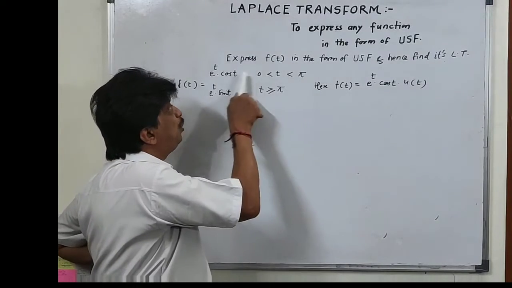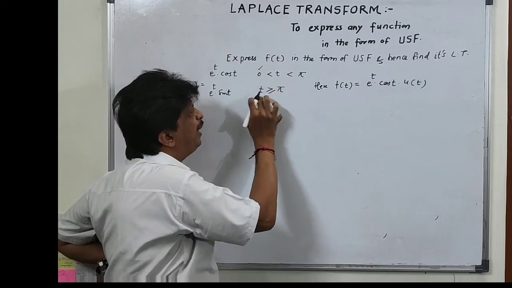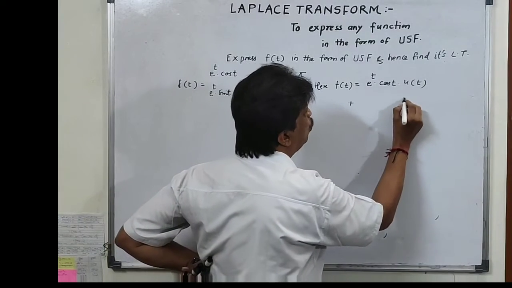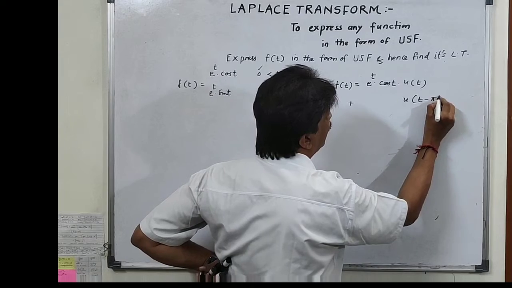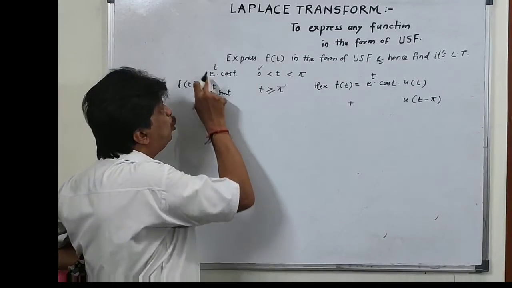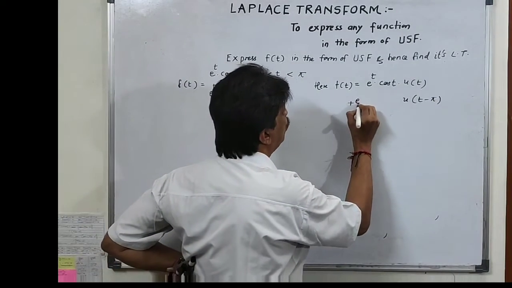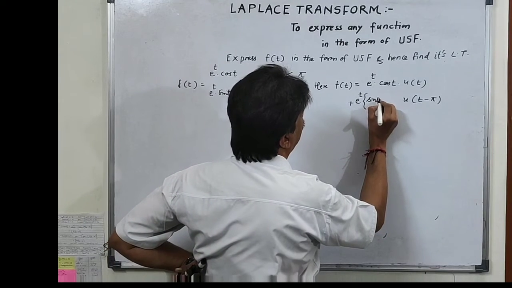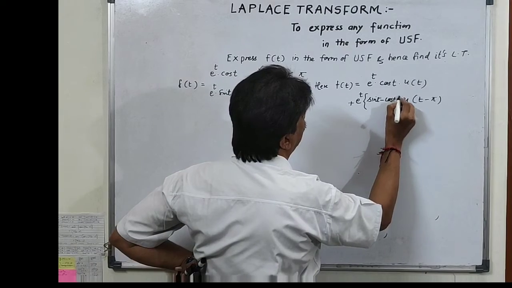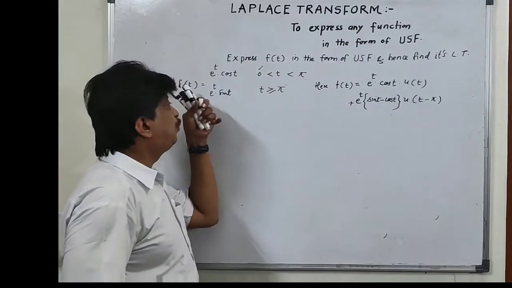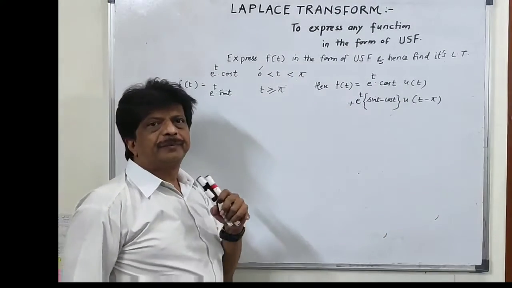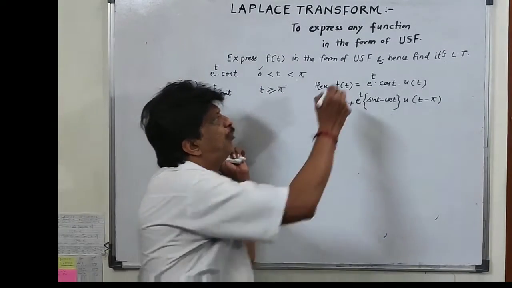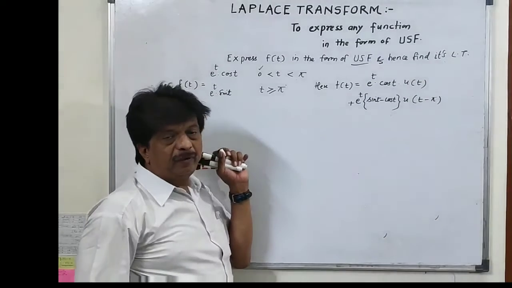Now this into 0, I have considered. Now what is common between this band and this band? Pi is common. So the second term will be multiplied by u of t minus pi into f2 minus f1, e raised to power t into sin t minus cos t. Okay. So this function is equal to this function. So I have expressed the function in the form of unit step function.